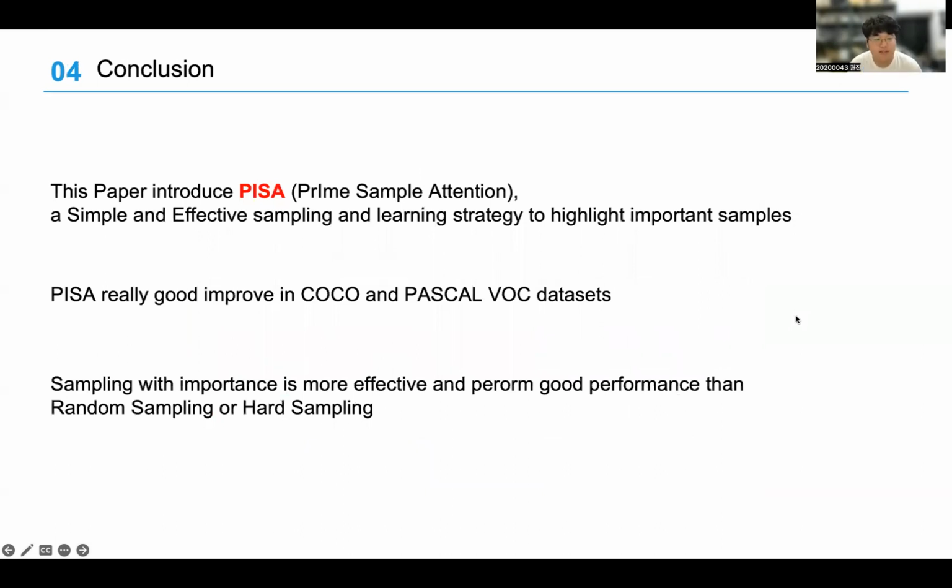In conclusion, this paper introduces PISA, which stands for Prime Sample Attention, a simple and effective sampling and learning strategy to highlight important samples. PISA improves performance well on both the COCO and Pascal data sets. And I conclude that sampling with importance is more effective and performs better than random sampling or hard sampling.